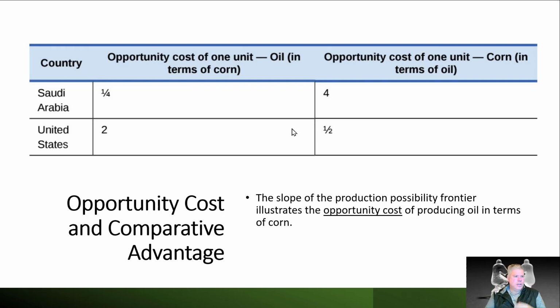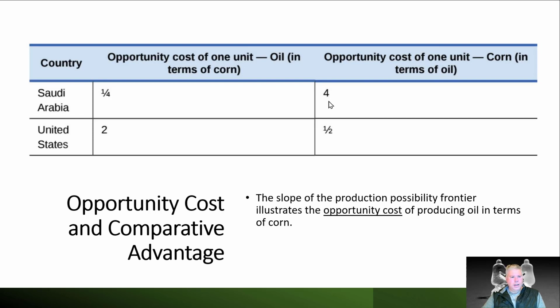So the opportunity cost of 1 unit of oil in terms of corn for Saudi Arabia is a quarter. In the United States, it's 2. So for every additional barrel of oil, it costs the United States 2 bushels of corn. For Saudi Arabia, every quarter bushel of corn costs 1 unit of oil. So it's essentially going to be eight times that for the Saudis.